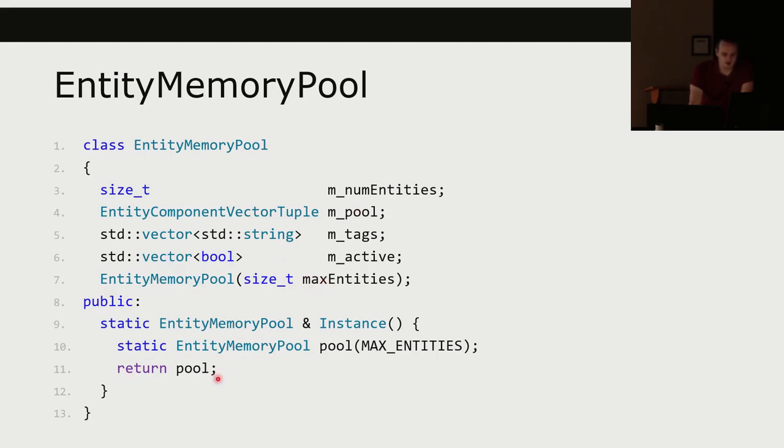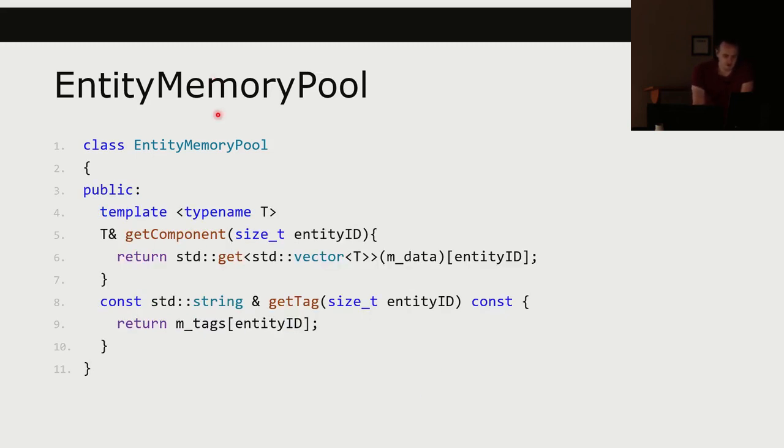And down here, we are going to make sure that there's only one memory pool ever allocated. And we're going to do that with a singleton pattern. We talked about the singleton pattern earlier. And so we can get access to our memory pool with this instance. So we allocate our memory pool once here. So we have a static entity memory pool, so there's only one of them. It has some number of max entities that it can store. And then whenever we get this, we return it.